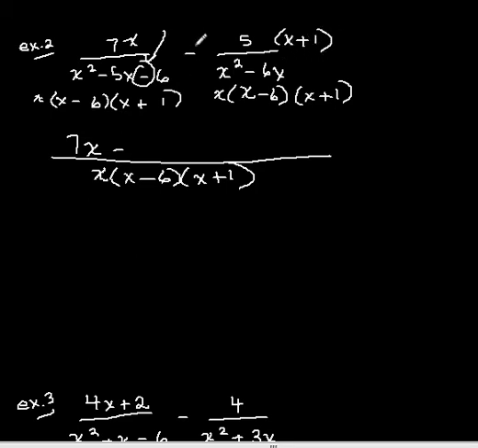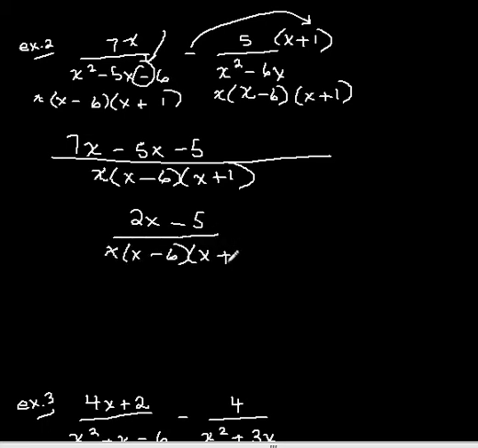Tricky part for this is the negative sign. You need to distribute the negative 5 through both of these terms. So we get negative 5x minus 5. What happens a lot is you take the 5 times the x and you get the negative still there, so you get negative 5x, but you forget that this negative has to be multiplied through to the 1. And then we just need to simplify it. So 7x minus 5x is 2x minus 5 all over x times x minus 6, x plus 1. Usually you just leave the denominators in factored form.